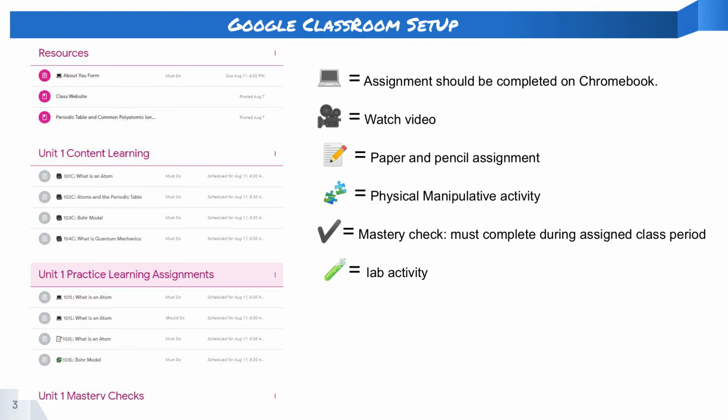My Google Classroom is fairly organized in its setup, in which I use emojis to represent the activity or what students are supposed to be doing. So if they look over on the side and there is a video camera, that means that they need to watch the video associated with that. It's also broken up into resources, various units, content learning, which is where they watch the videos, the practice or learning assignments, and then the mastery checks. So those are different topics in Google Classroom to keep everything organized.